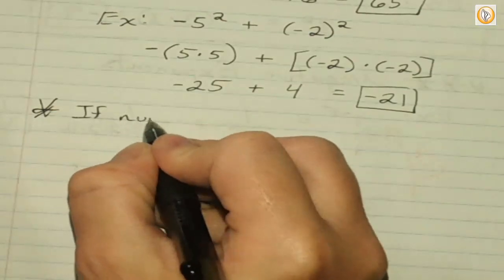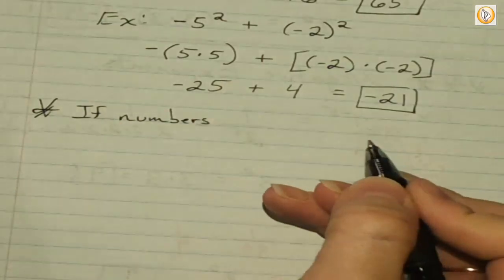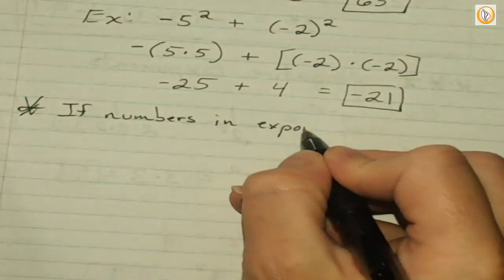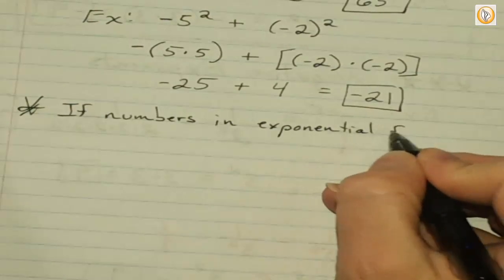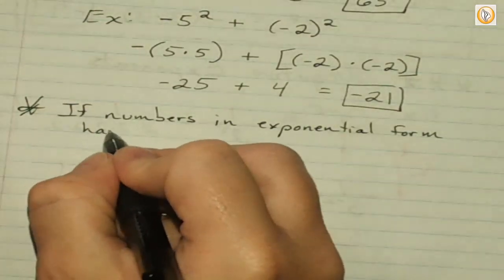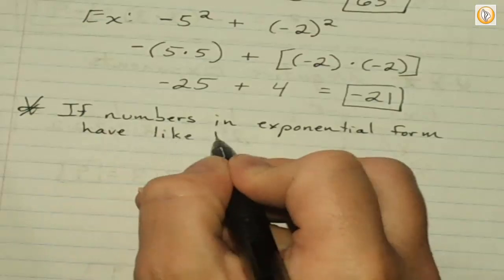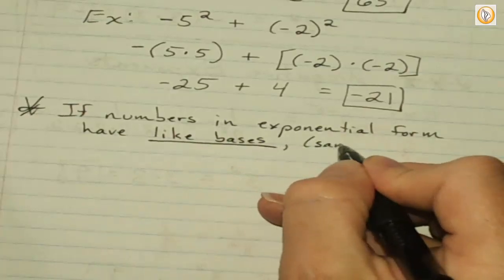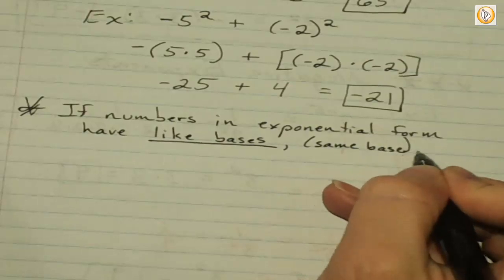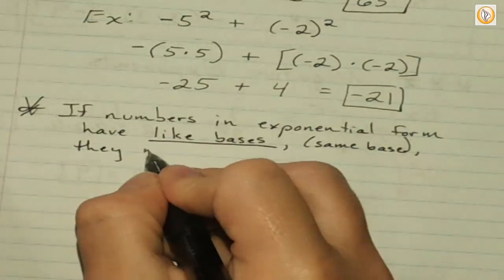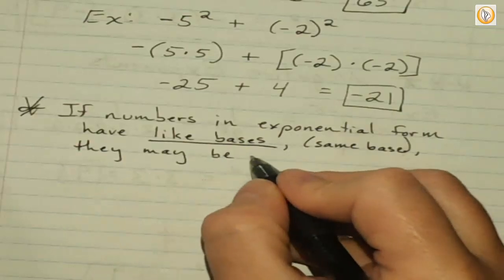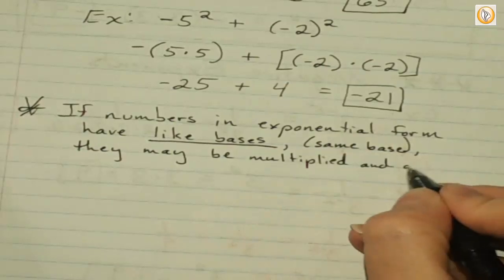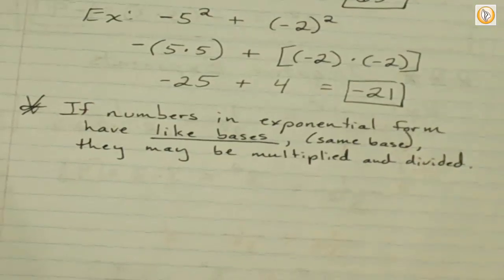If numbers in exponential form have like bases, meaning they have the same base, they may be multiplied and divided. And I'm going to give you the examples of that.